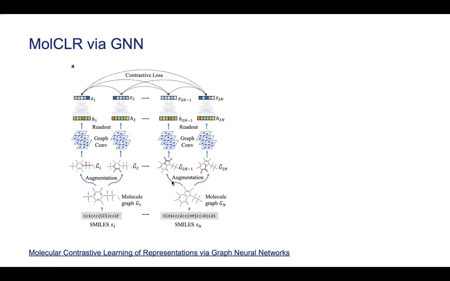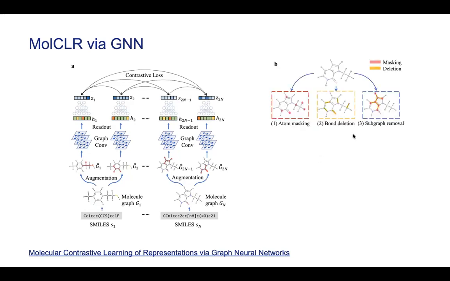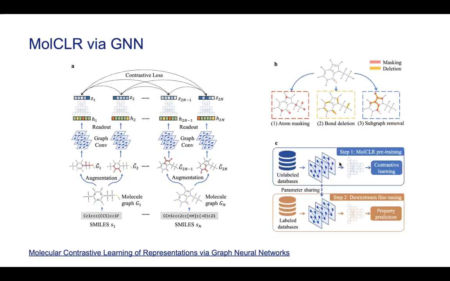And you see that for augmentation, they do a little bit more than what we have seen before. They are adapted to the graph setup. They do masking, they delete bonds, or they remove subgraphs. So you have another type of augmentations to apply to graphs. And in the end, the rest is very similar, and the pipeline is also the same.